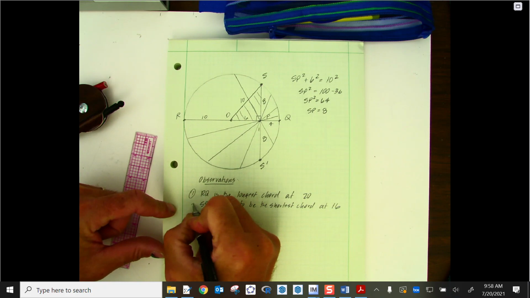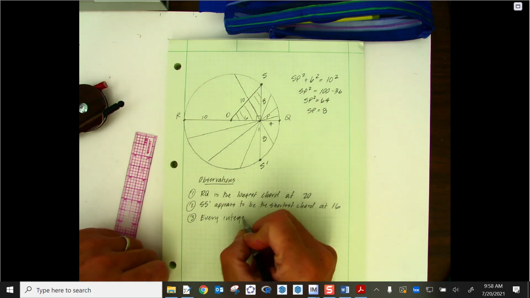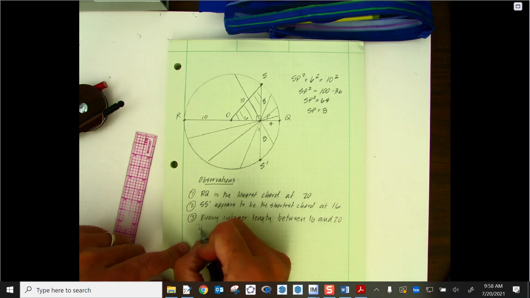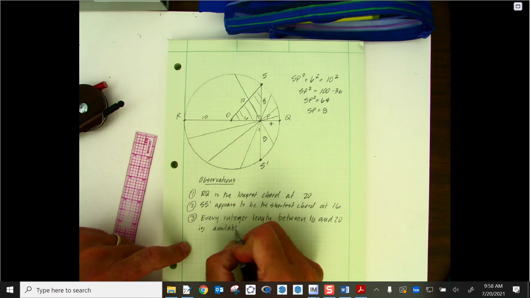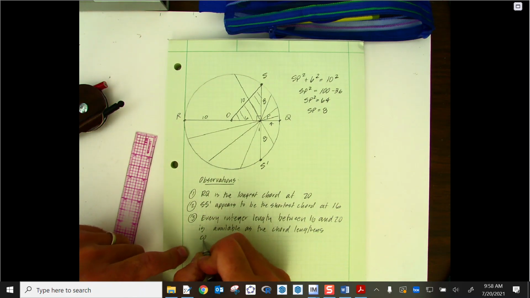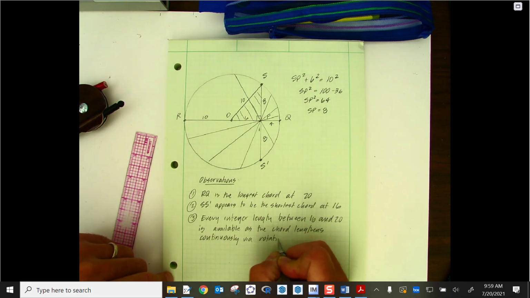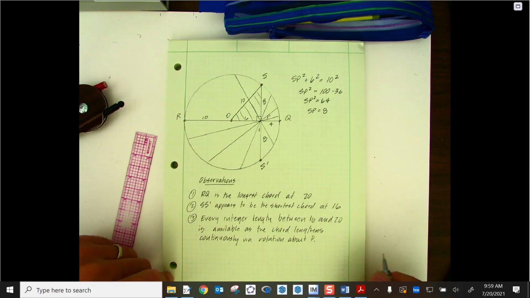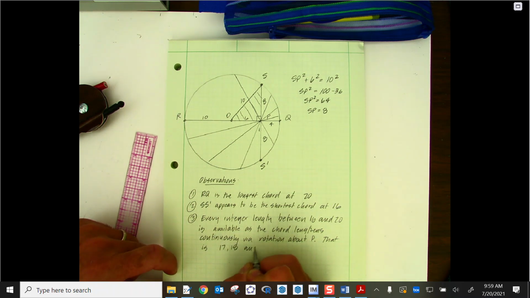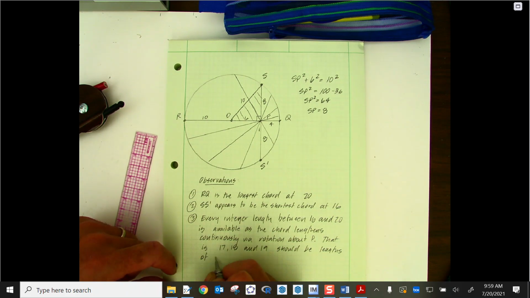So I guess the next observation would be: every integer length between 16 and 20 is available as the chord lengthens continuously via rotation. So that means that 17, 18, and 19 should be lengths of chords here.